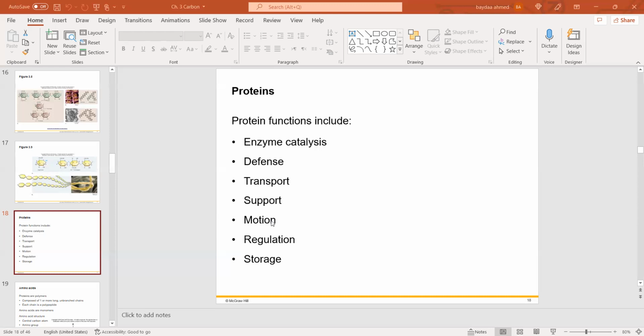Proteins function in motion. We have an example in our muscle cells. Muscles contract through the sliding motion of 2 kinds of protein filaments: actin and myosin. In regulation, small proteins called hormones serve as intracellular messengers in animals. In storage, proteins play an important role. For example, calcium and iron are stored in the body by binding as ions to storage proteins found in cells.